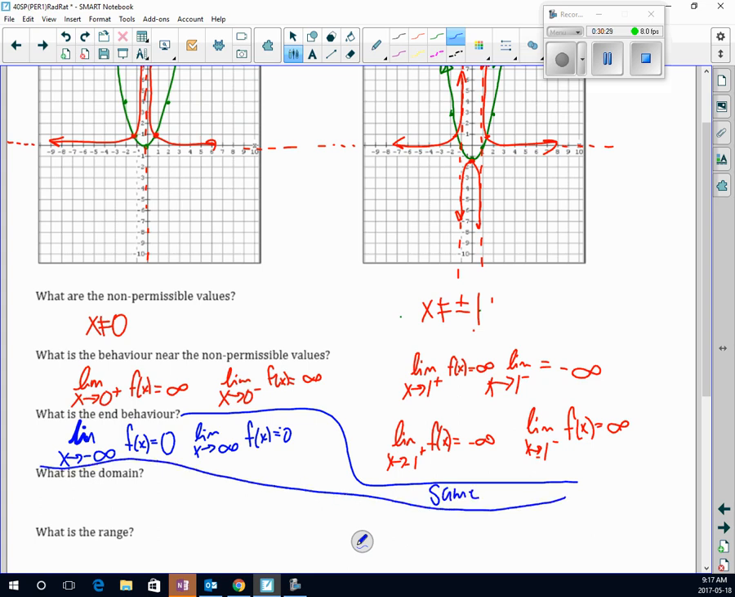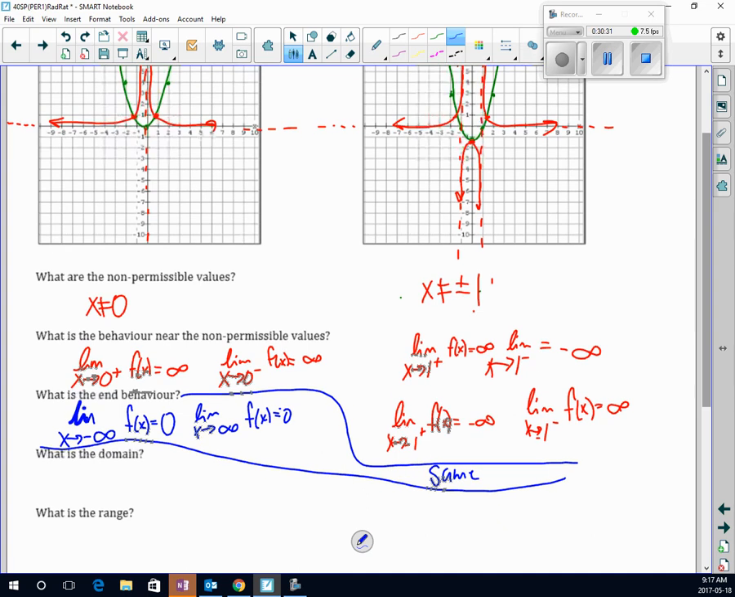Okay, what's the domain? The domain. Negative infinity up to 0, and then 0 to infinity. What's the domain here? Negative infinity up to -1, and it's a round bracket because it doesn't include that. Then we have a little section of -1 to 1. Everybody see that? Then we have another section from 1 to infinity.